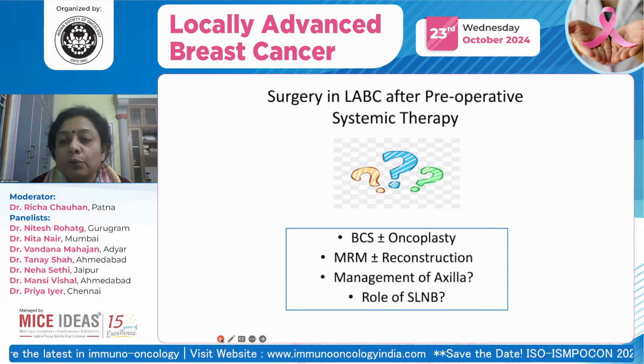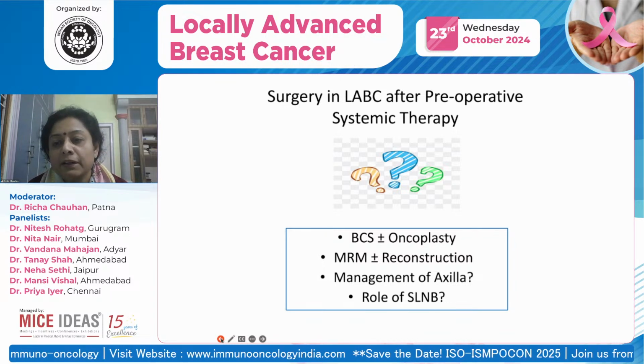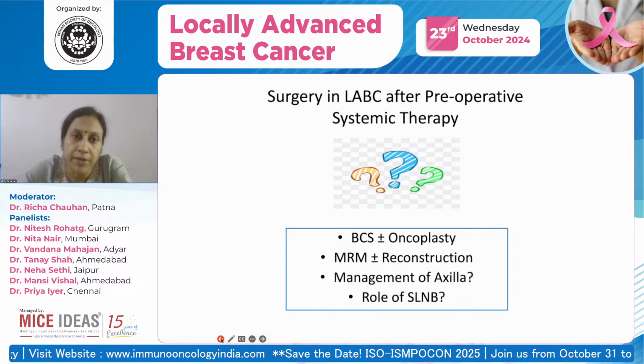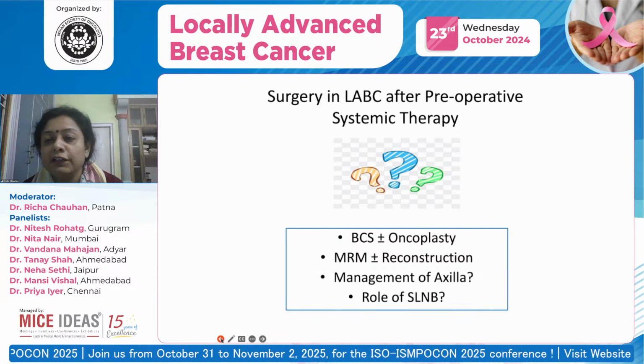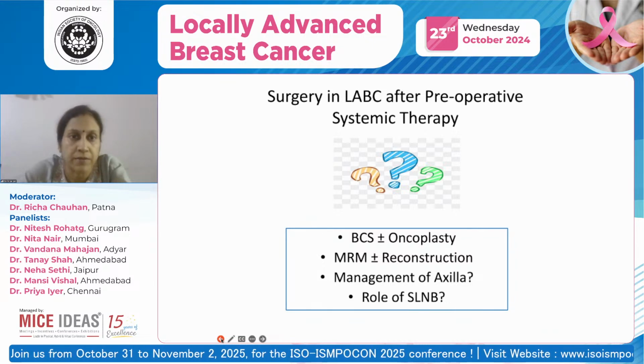Now, what is the radiation dose? What is the dose schedule you are using for pre-op radiation therapy? So for pre-operative, we have given conventional fractionation of 46 gray in 23 fractions, 2 gray per fraction, 5 days a week, along with paclitaxel. Okay. Weekly paclitaxel or 3 weekly? No, 3 weekly paclitaxel.